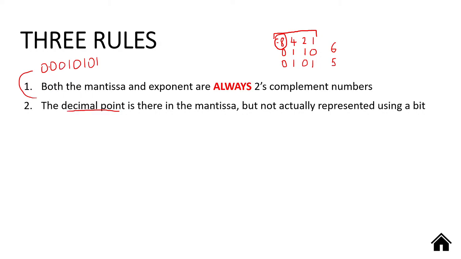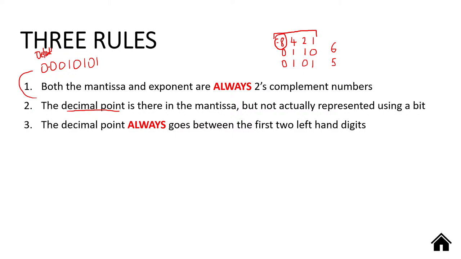It's just after the first digit. Right? That is where it goes. By default, all these computer scientists agreed that that's where the normalized point goes. The decimal point always goes between the first two left-hand digits. They're the first two left-hand digits there. That's where it goes. All right?